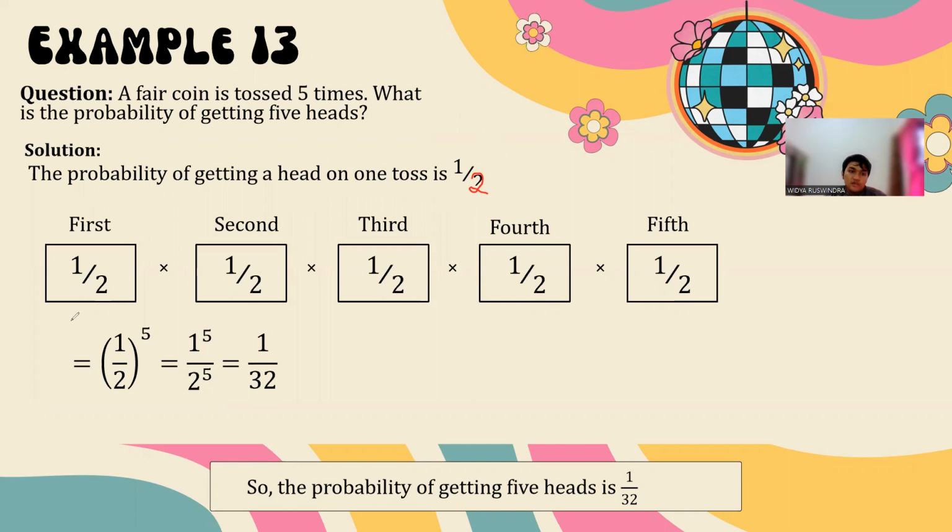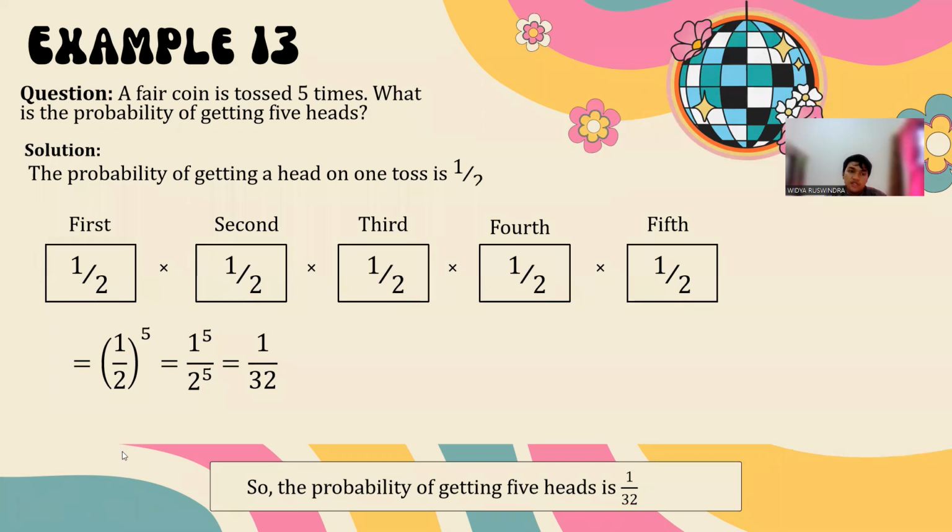So we have 5 tosses: the first, second, third, fourth, fifth. For each we have a one half probability, and multiplying all we have 1 over 2 to the power of 5. So this is 1 to the power of 5 over 2 to the power of 5, which is equal to 1 over 32. So the probability of getting 5 heads is 1 over 32.